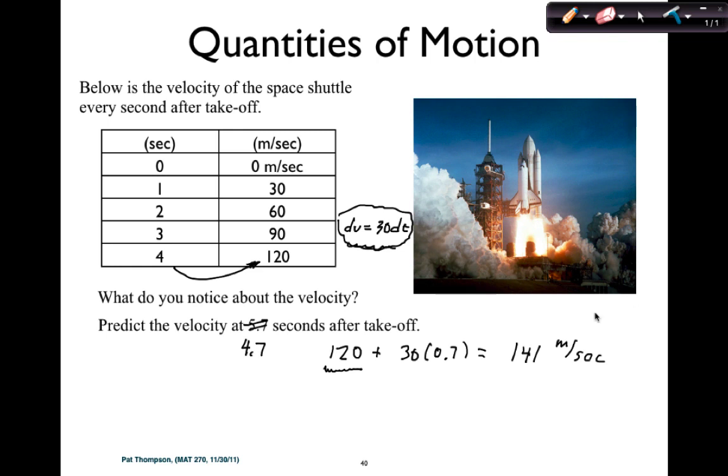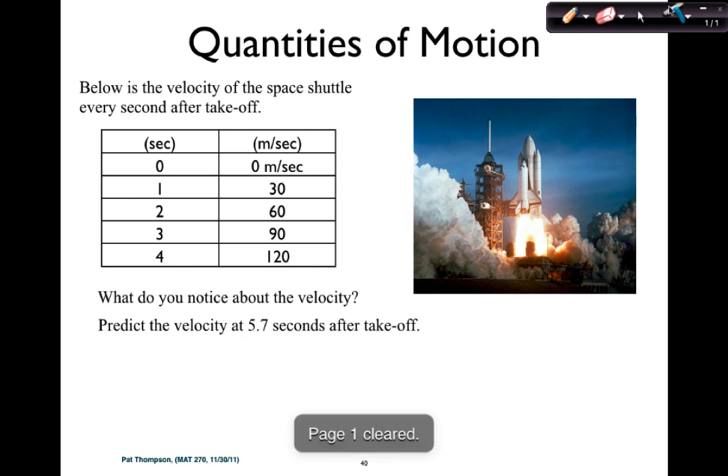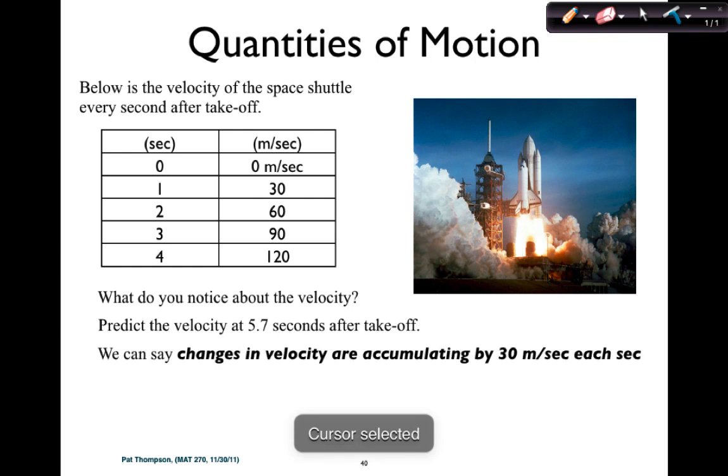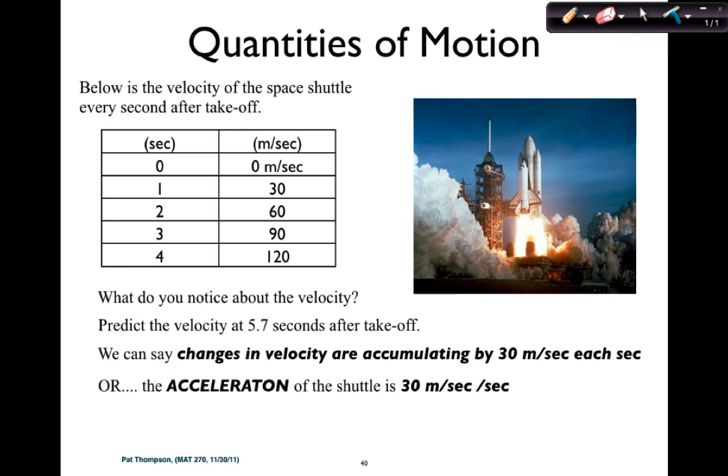And so then, velocity isn't accumulating, but we can say that changes in velocity are accumulating, right? It's hard to imagine velocity accumulating, all right? But what makes sense is to say changes in velocity are accumulating at 30 meters per second each second. And you guys said this before. What is that then, if the accumulation of changes in velocity is the same as? Acceleration, right? So the acceleration of the shuttle is 30 meters per second per second.